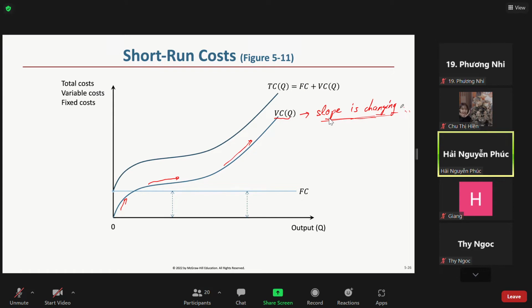And here is the total cost curve, TC. We know that TC is equal to FC plus VC. All right. And the gap between the TC curve and the VC curve is the fixed cost FC. Yeah, pretty simple. So here is the illustration of the short run cost. All right.